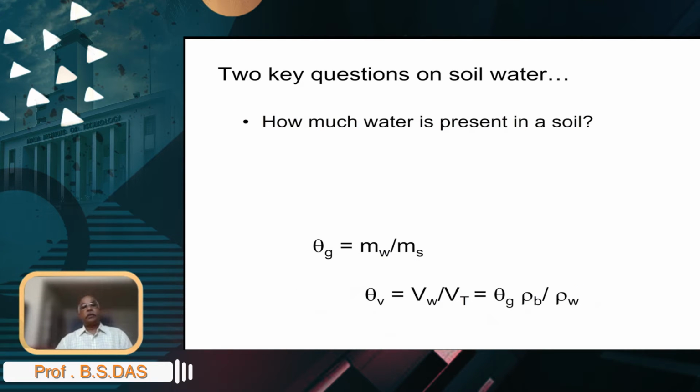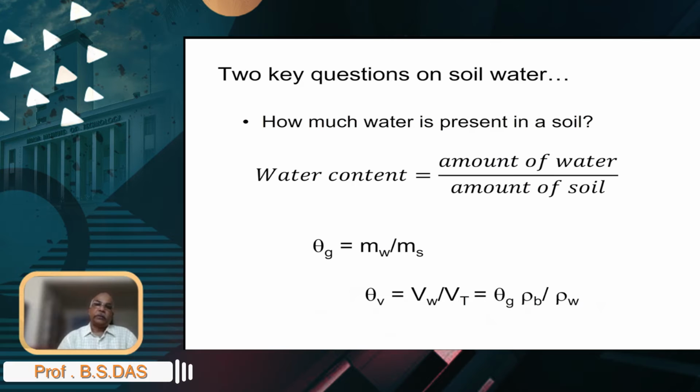So we mentioned that there are two key questions that we want to address when it comes to soil wetness. The first one, of course, is this: how much water is present in soil? And we also mentioned that the simple definition to that is how much water a soil has, per unit either mass of the soil or the volume of the soil.